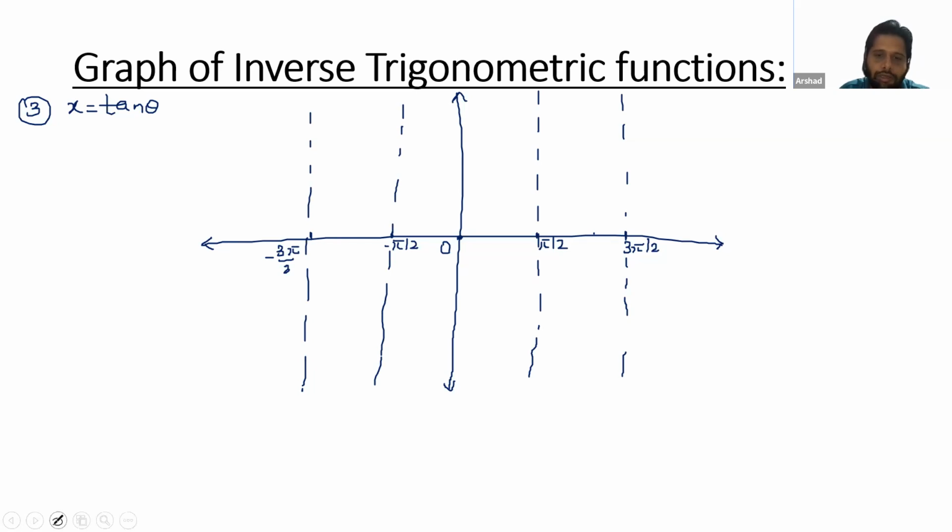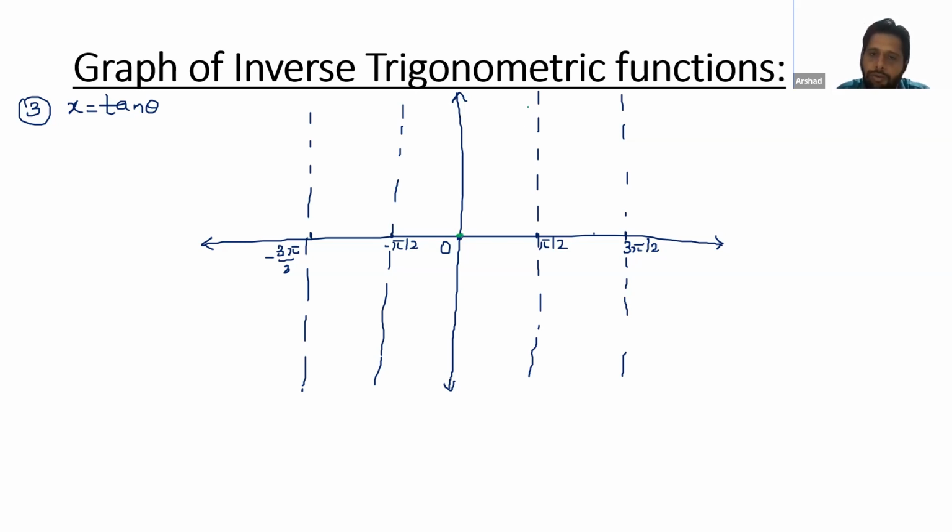Who can tell me what is the value of tan 0? Tan 0 is 0. Okay. So what you need to do, please learn all the values because we need these in the questions. Learn all the values: tan 0, tan 30, tan 60. This should be on your tips. So tan 0 is 0.